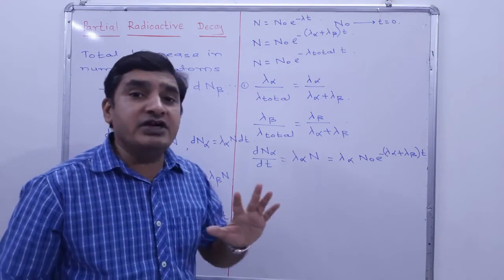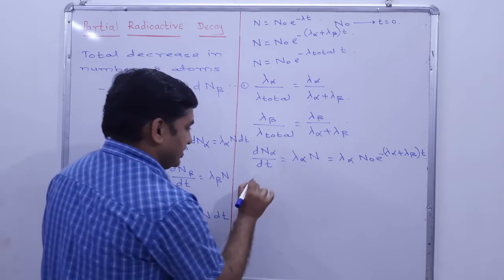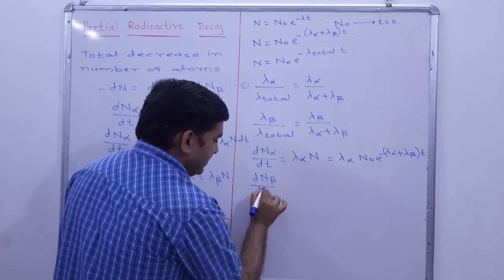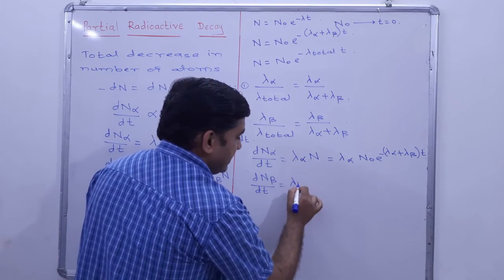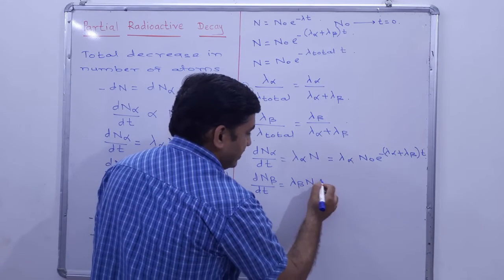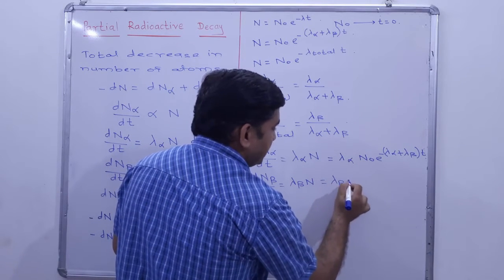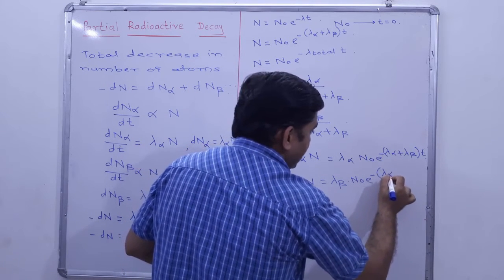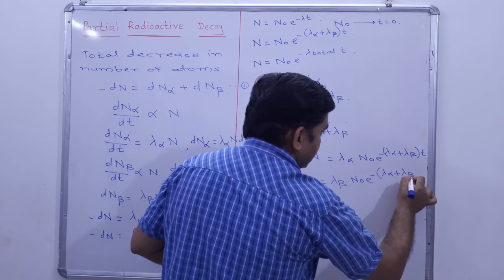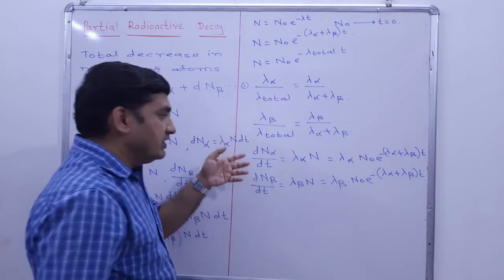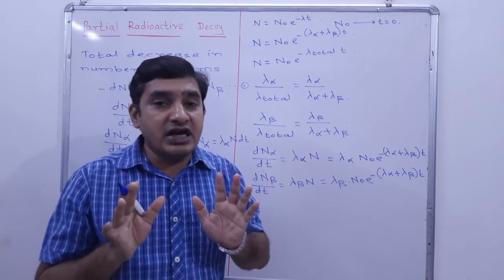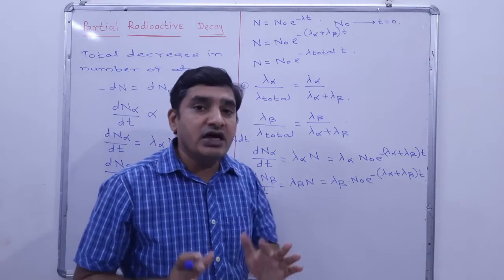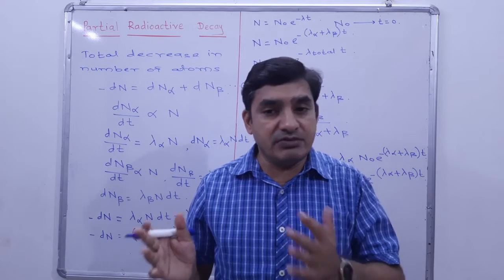Similarly, the rate of disintegration of a beta particle can be represented as dN beta divided by dt. It is equal to lambda beta into N, so it is equal to lambda beta into N0 e raised to minus (lambda alpha plus lambda beta) into t. This equation represents the rate of disintegration of an alpha particle, and this equation represents the rate of disintegration of beta particles.